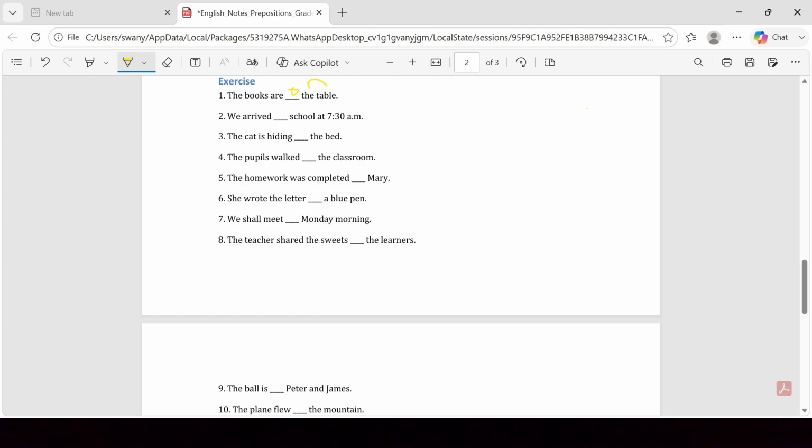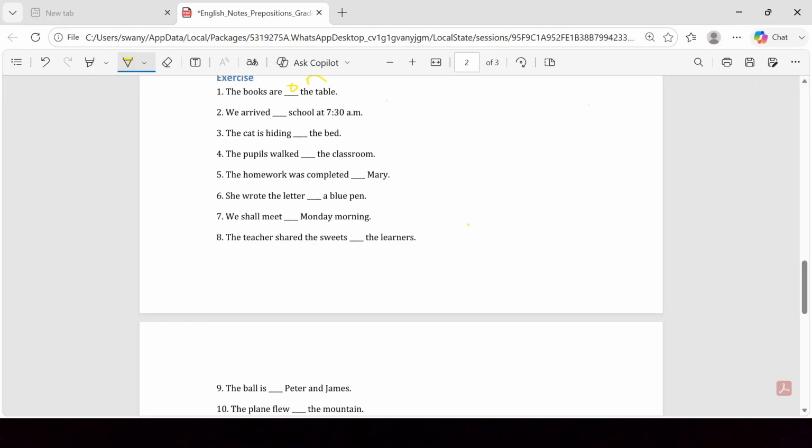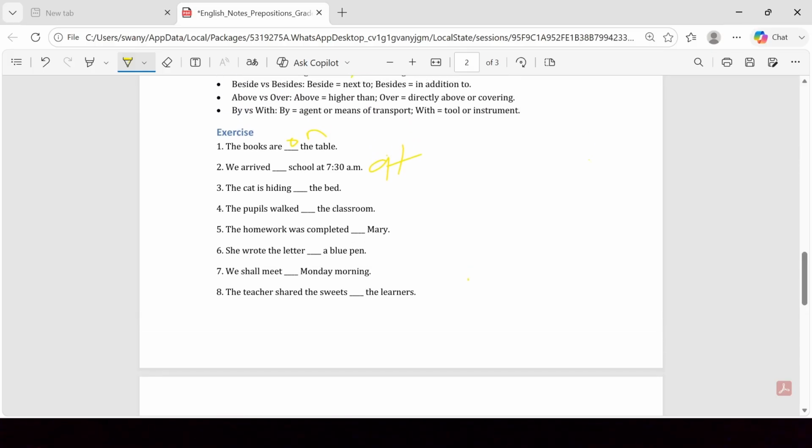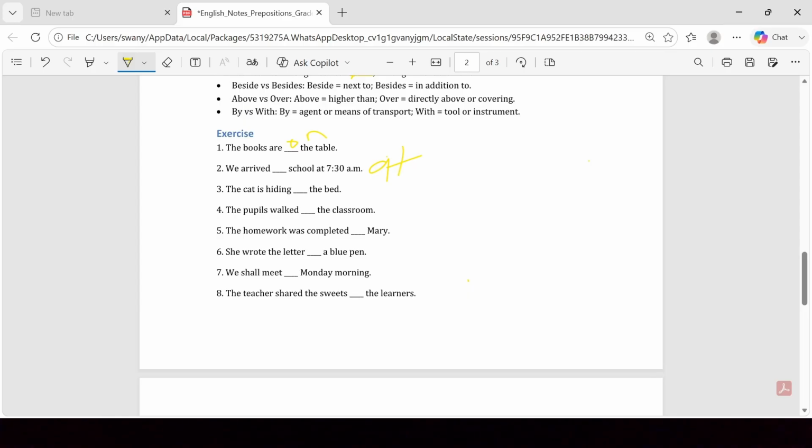We arrived dash school at 7 a.m. We arrived at school at 7:30 a.m. The cat is hiding dash the bed. So the correct answer was supposed to be under. The cat is hiding under the bed.